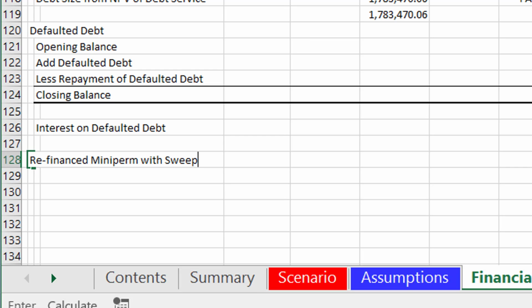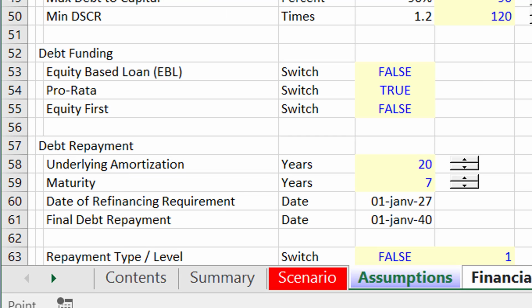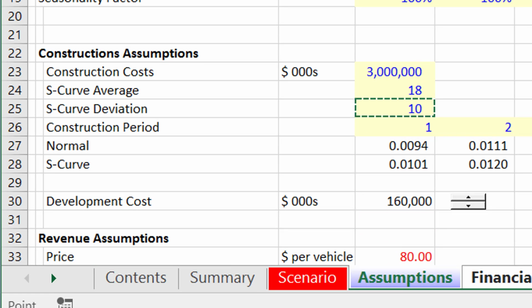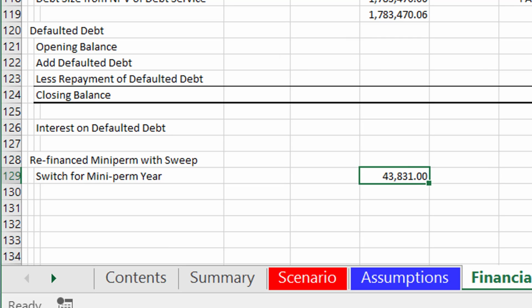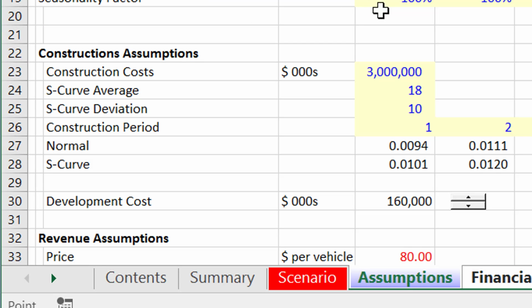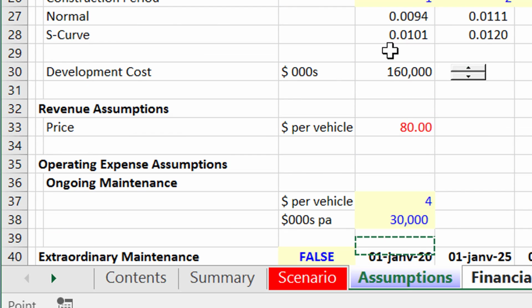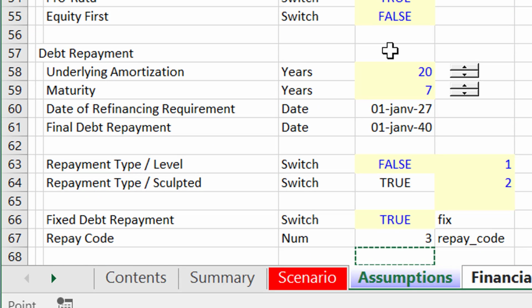And the very first thing to do, and it's a crucial thing to do, is put a switch for Mini-perm year. Now, I have seen so many models where they put the switches all in one page, and I used to do that too. I have a new philosophy now. I hope you have open minds about this. I think we should put a lot of the switches exactly where we're going to use them.